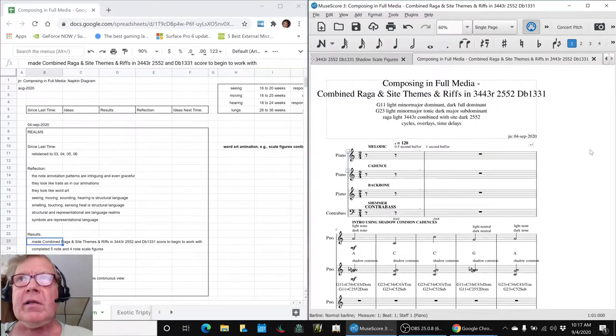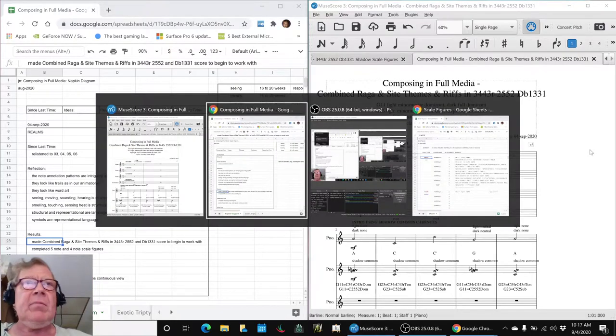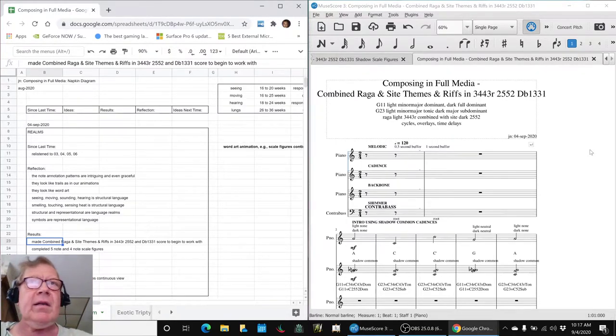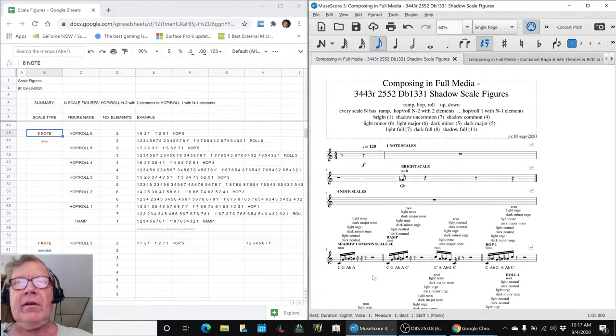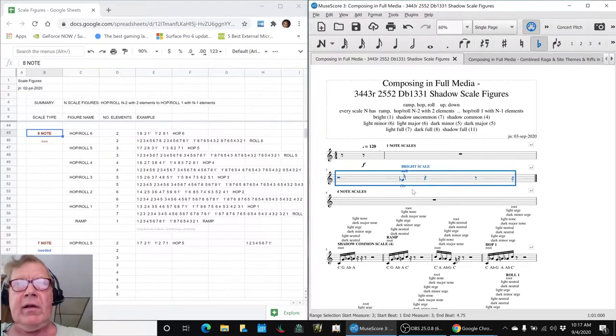And in particular, what we want to add to this is riffs. So we discussed this before. The idea of a riff is to take each scale with however many notes are in it and then evolve or spell out all the figures that they've got. So a one-note scale has only got one figure. A four-note scale has a lot of ramps, hops, and rolls.